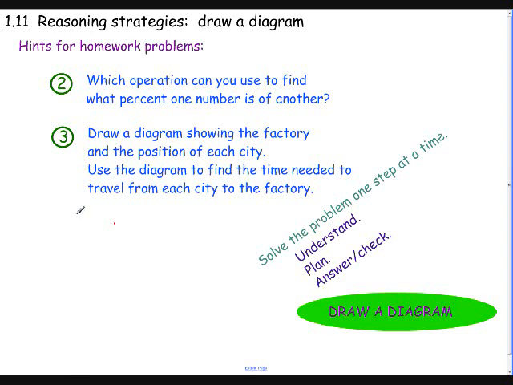For problem 3, here's your hint. Draw a diagram. That's not a very surprising hint, is it? Since that's what this whole section is about. Show where the factory is and the position of each city. Then use that diagram to find the time needed to travel from each city to the factory. Now, anytime you're looking at distance and time, you're going to be considering distance equals rate times time. You've used that formula so many times in your life so far. It's just really, really useful.